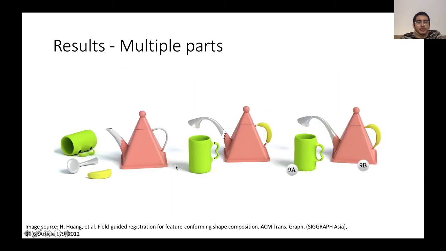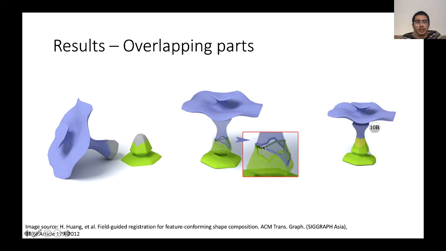And then for multiple parts, it also works when you're stitching together multiple parts. For example, given this mesh over here and this one down here, you can see it can stitch together when there are two holes. So there's that part as well, as well as overlapping parts.